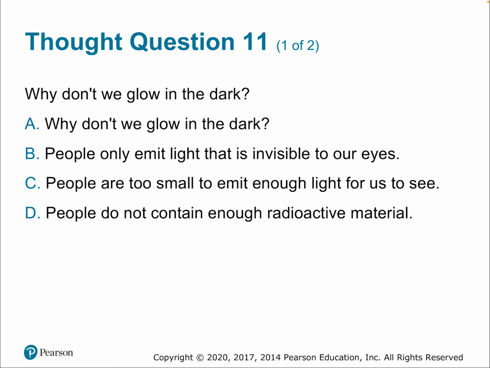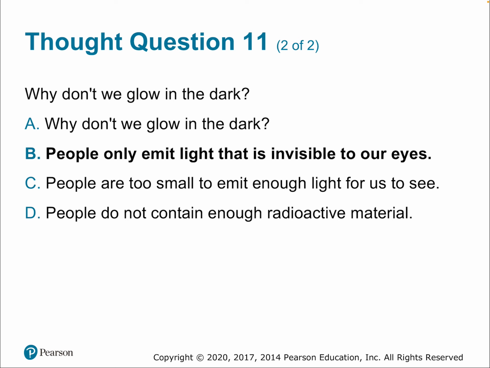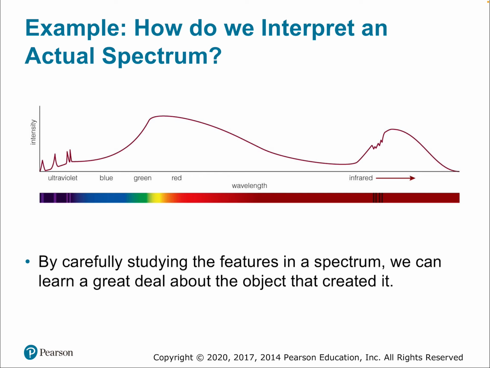Now, why don't we glow in the dark? Because we made a big deal that all objects, including people, create thermal radiation. So, why don't we just see each other glowing? All right, so look at the best answer here. Yeah, we do glow. We just can't see it, okay? But we do glow.